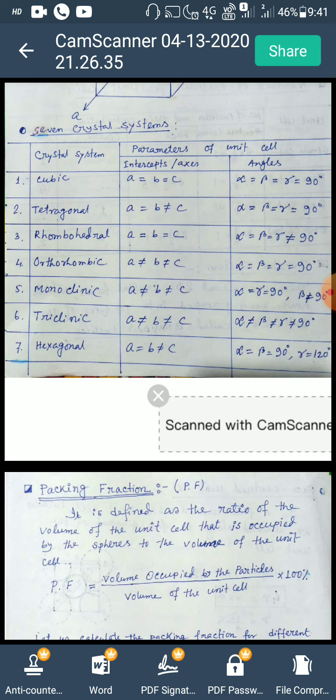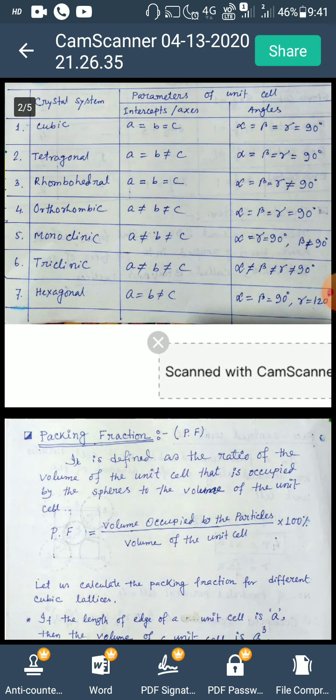Number 5, monoclinic crystal system. Here A is not equal to B, not equal to C, but alpha and gamma are equal to 90 degrees, while beta is not equal to 90 degrees. Next, number 6, triclinic. Here A is not equal to B, not equal to C.